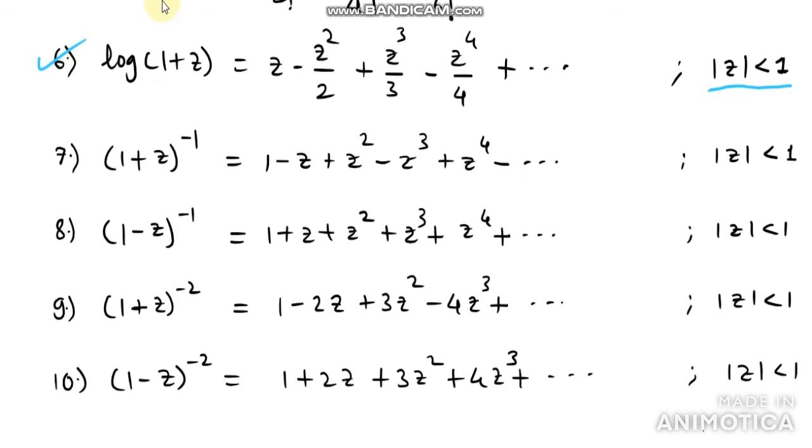Now the seventh one. 1 plus z, bracket raised to minus 1, is expanded as 1 minus z plus z square minus z cube plus z raised to 4 minus and so on. This expression is valid for a circle having center 0 but radius less than 1. We may not call this a unit circle.